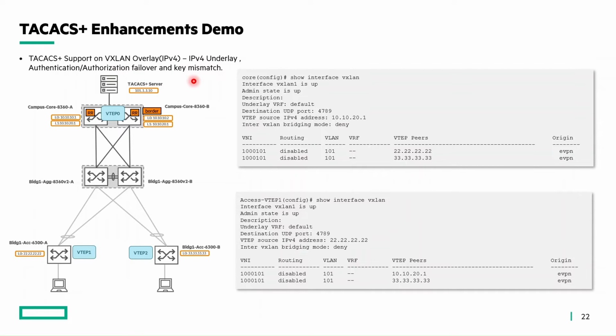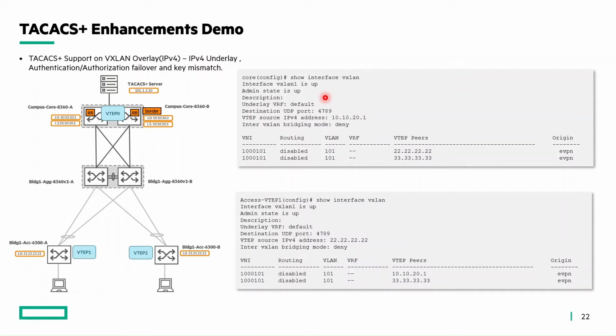For this demo, I'll be using a three-layer topology where the access switch is connected to the aggregation and then to the core. There will be a VXLAN tunnel formed between the access VTEPs, and there will be a VXLAN tunnel formed between the access and the core VTEP, that is the border VTEP.